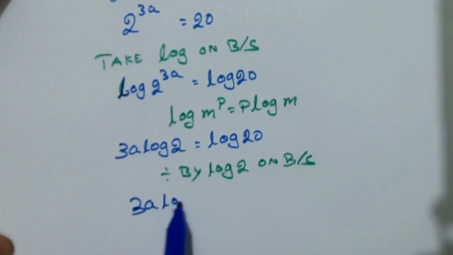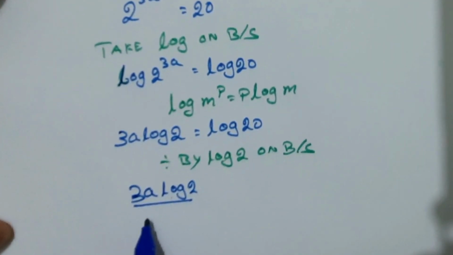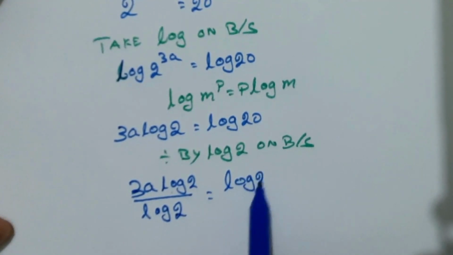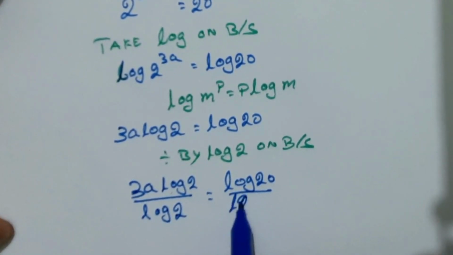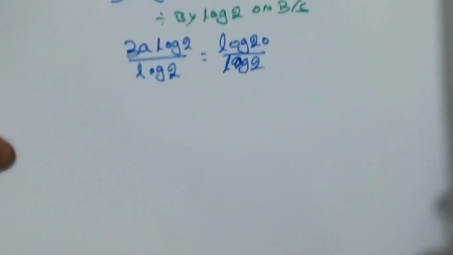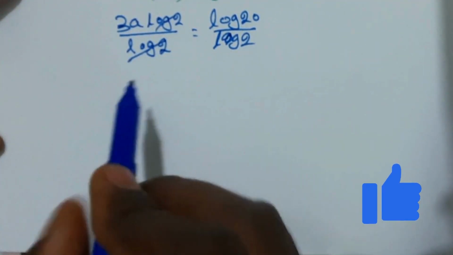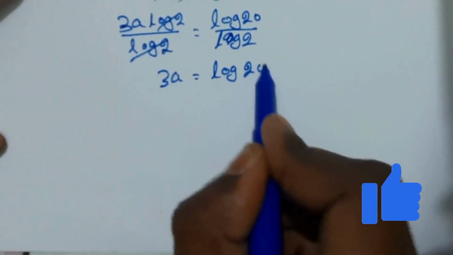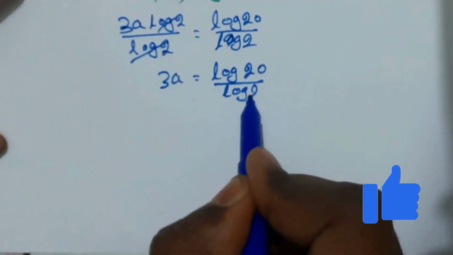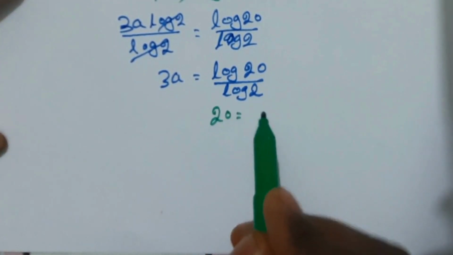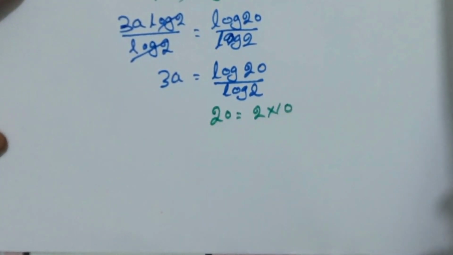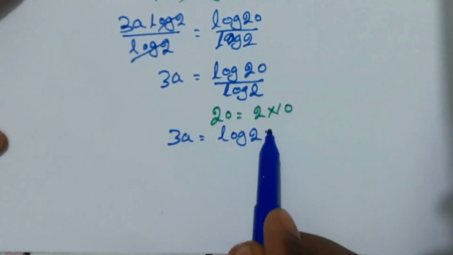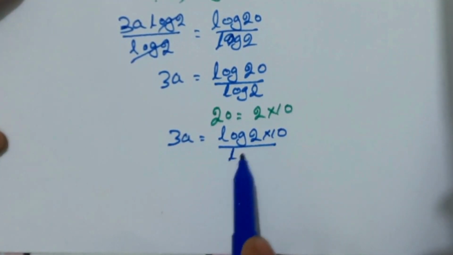3a log 2 by log 2 equal to log 20 by log 2. This cancels this. 3a equal to log 20 by log 2. 20 can be written as 2 into 10. Now 3a equal to log 2 into 10 by log 2.